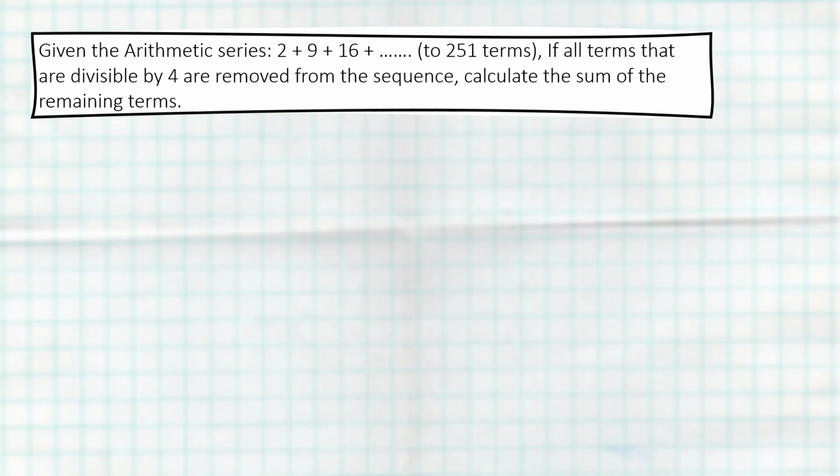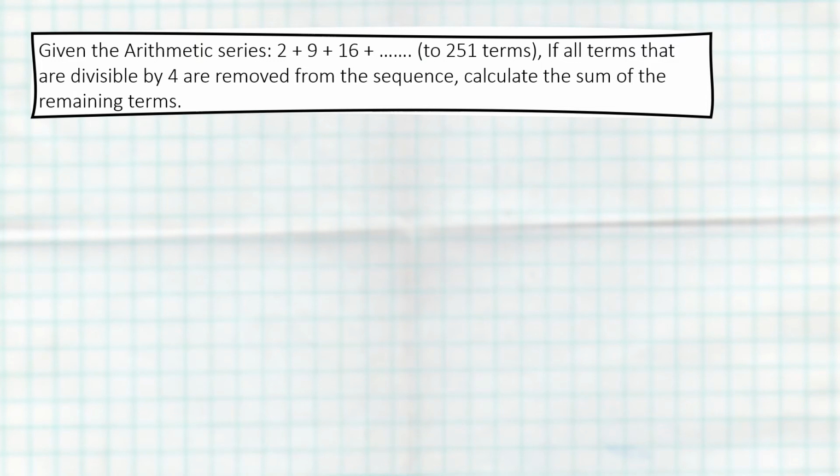Okay, different problem. They are saying, given the arithmetic series 2, 9, 16 and so on, up until we reach 251 terms. They are saying if all terms that are divisible by 4 are removed from the sequence, calculate the sum of the remaining terms.